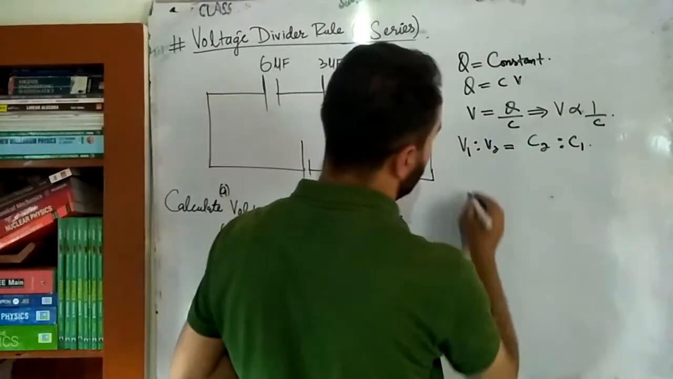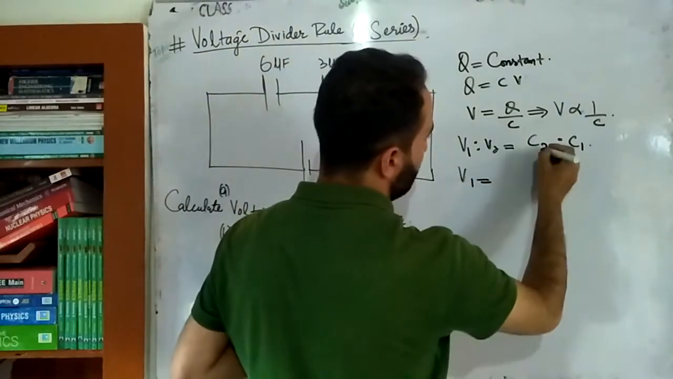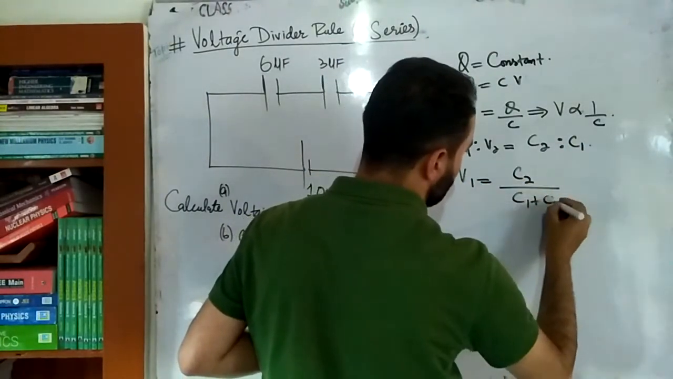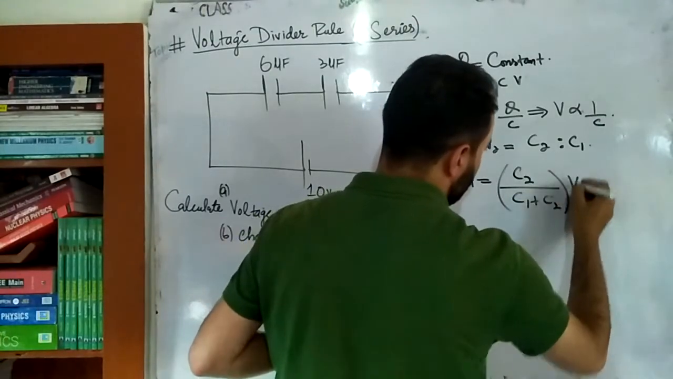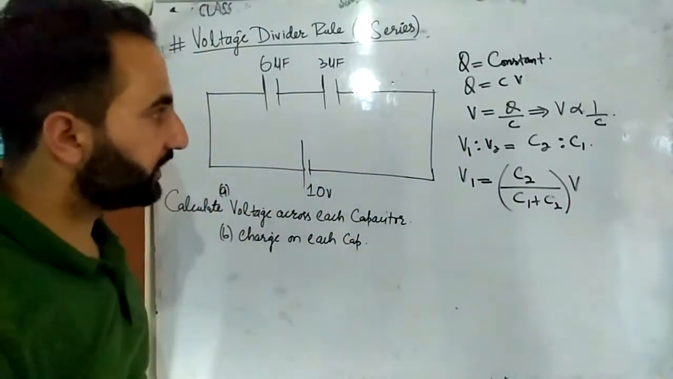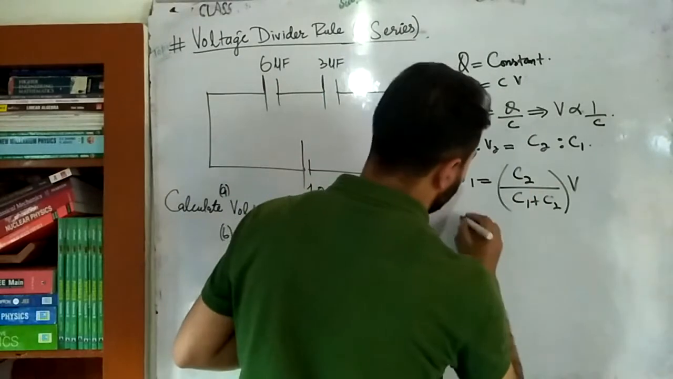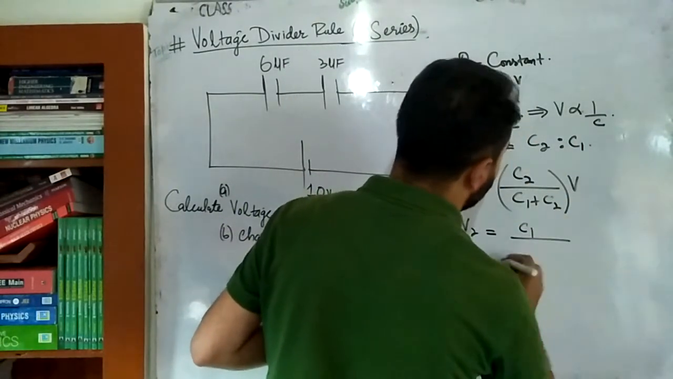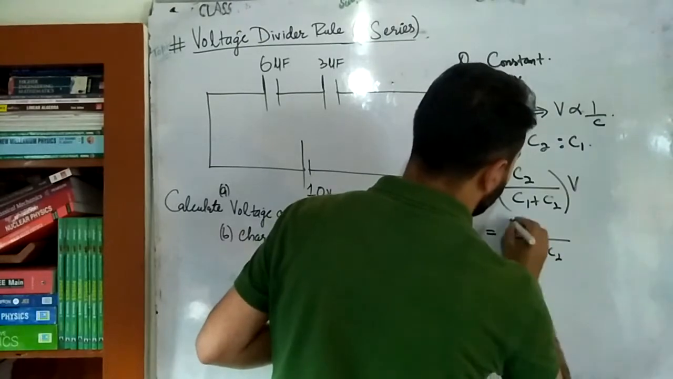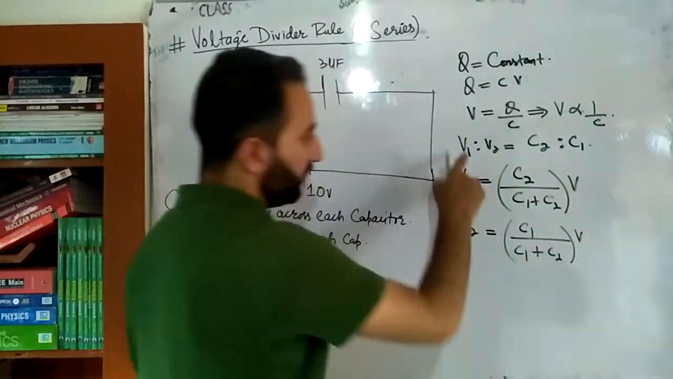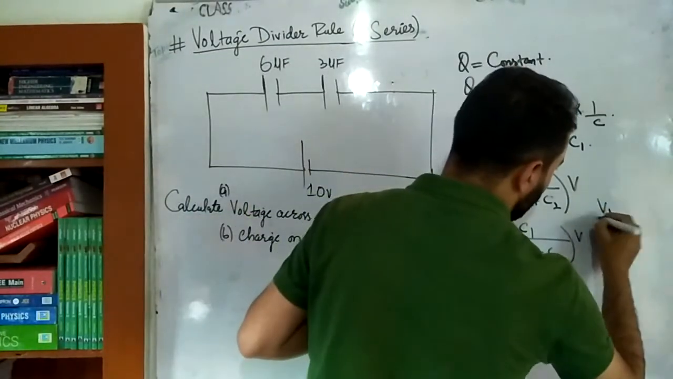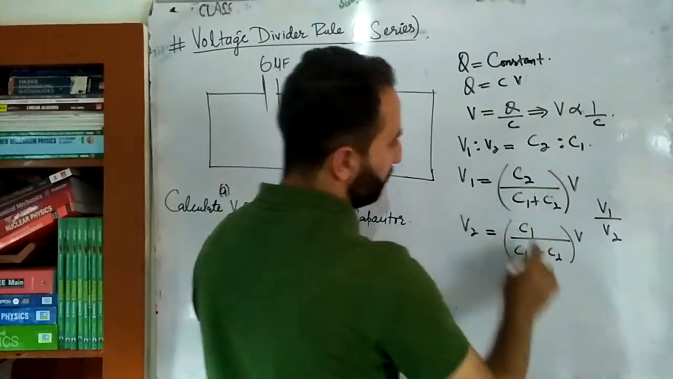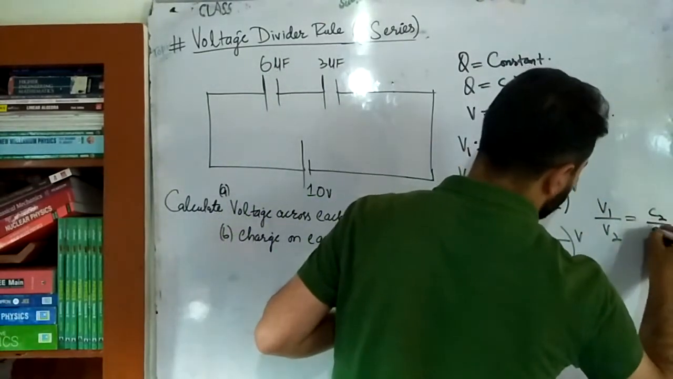Now I have to calculate V1. V1 will be equal to this factor, that is C2, divided by the summation of these two, that is C1 plus C2, multiplied by the net potential difference, that is V. And if you want to calculate V2, V2 will be equal to C1 divided by C1 plus C2 multiplied by V. If you calculate V1 by V2, this and this will cancel, it will be C2 by C1 as expected.